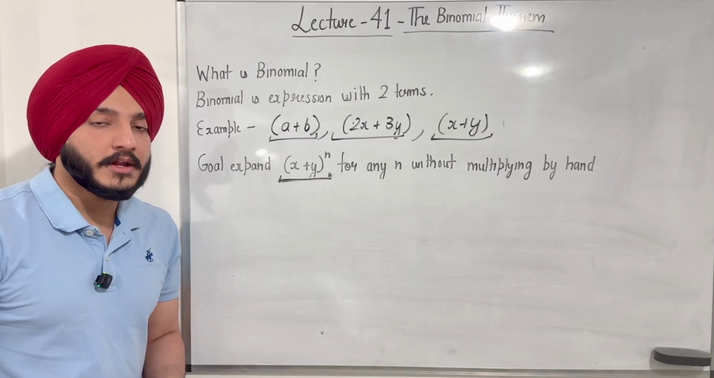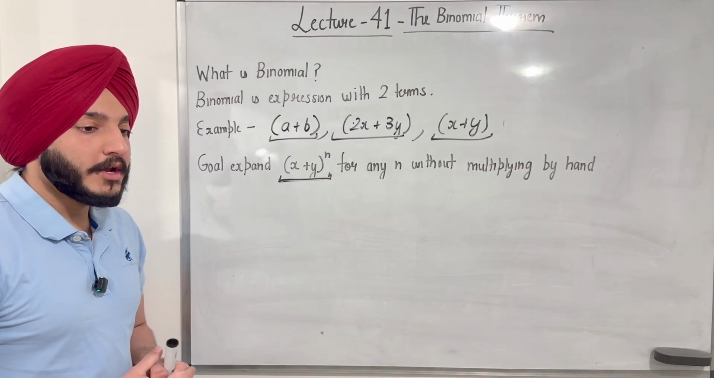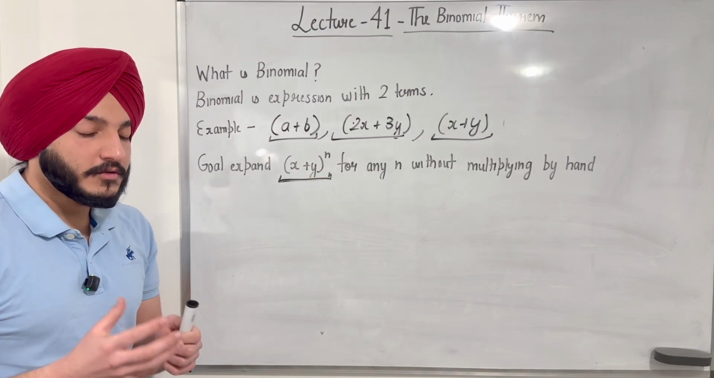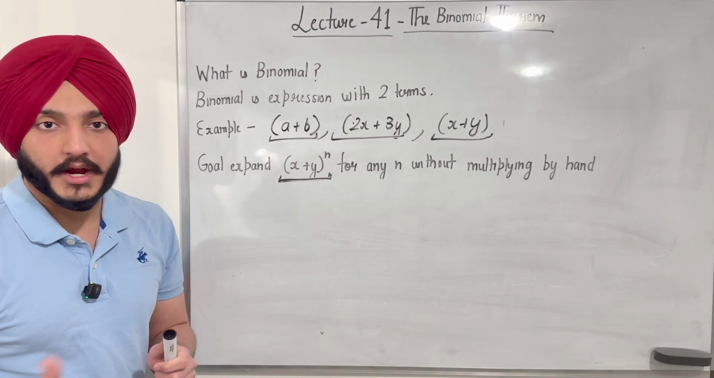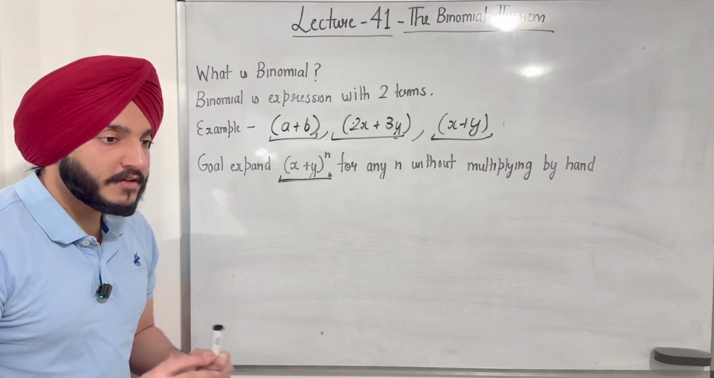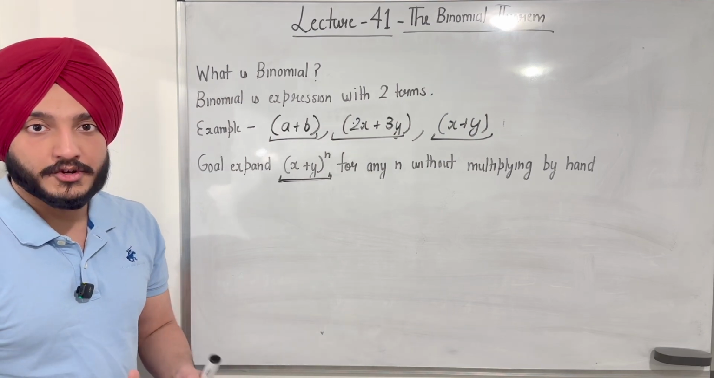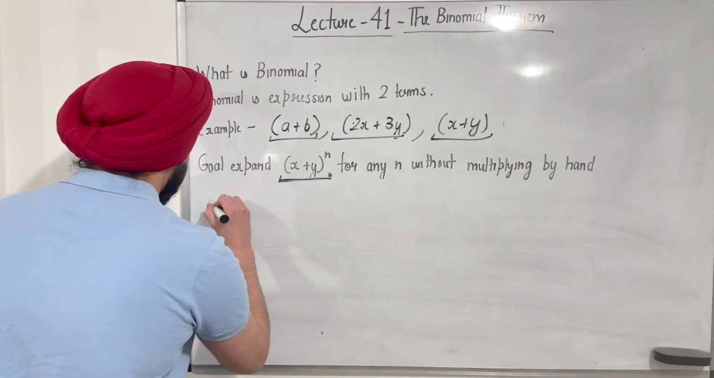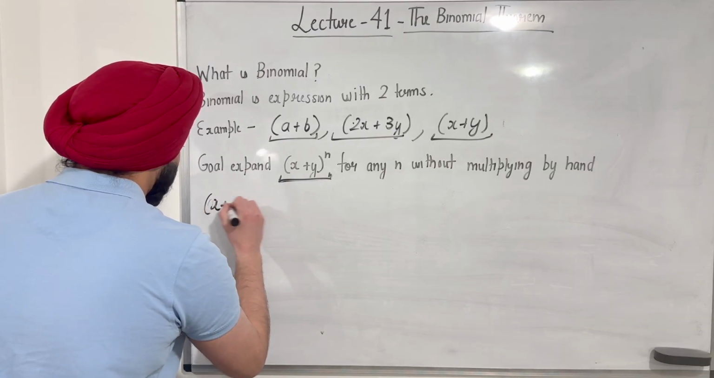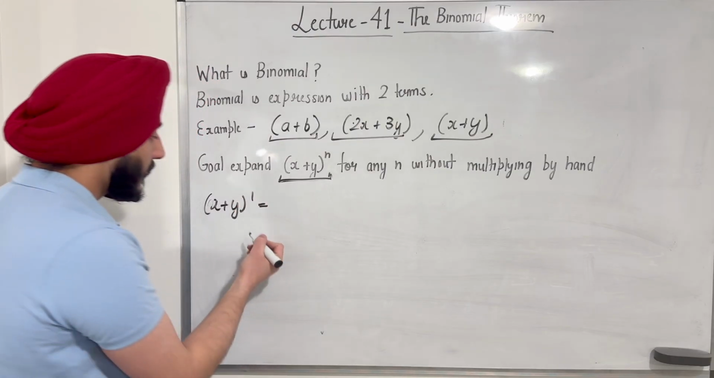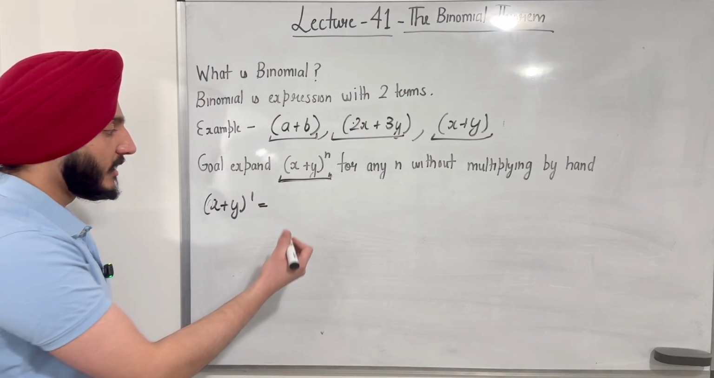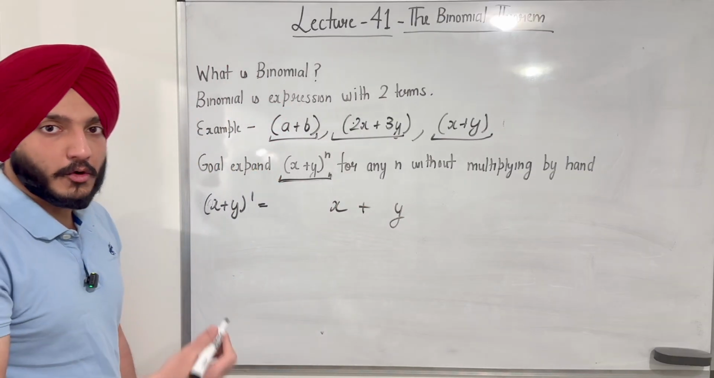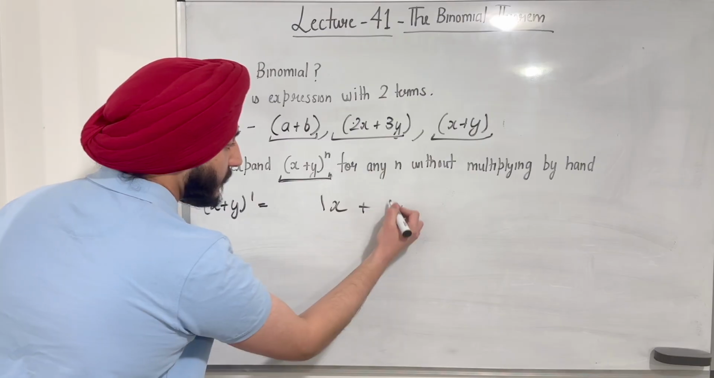Just like we did in the previous lectures, I'm going to solve it for a few values of n and try to find some sort of pattern, and based on that pattern, I'll try to derive the formula, which is going to be the binomial theorem in this case. So let's take a look at n equals 1, (x plus y) to the power of 1. In this case, it would simply be x plus y. I hope that makes sense. So I can say 1x plus 1y.